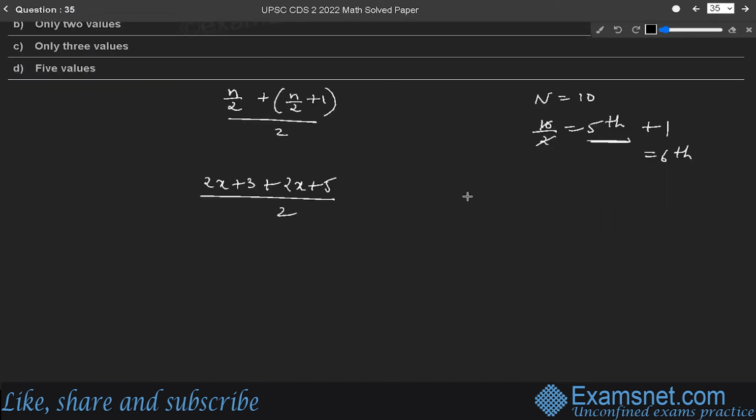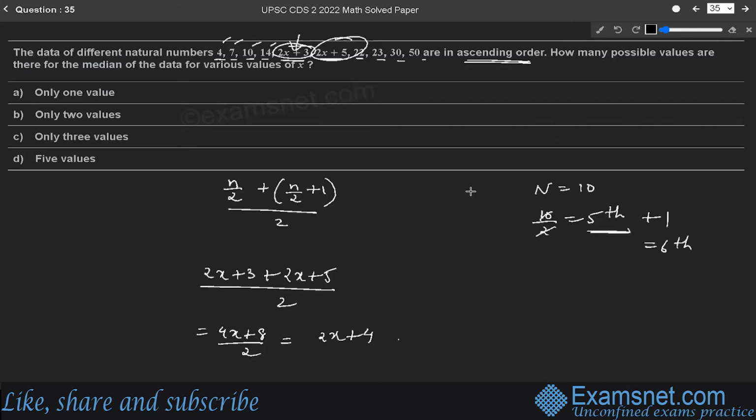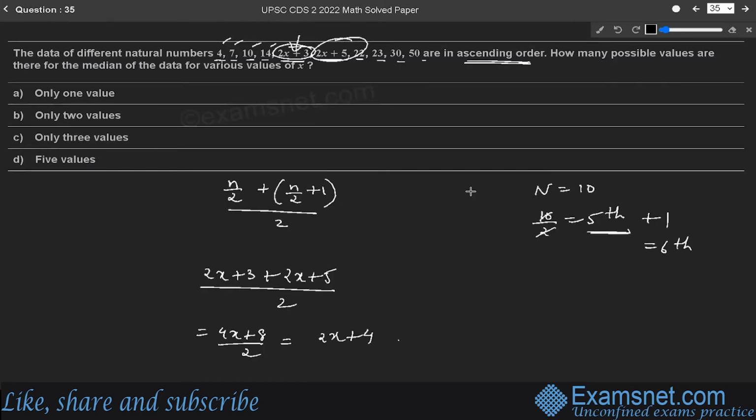Now on further solving this, it will be 4x plus 8 upon 2. Taking 2 common, it will be 2x plus 4. This is the value for the median. We know that median means arranging the elements in ascending order, and all the elements are in ascending order. But you can see that the values 2x plus 3 and 2x plus 5 lie between 14 and 22. It means the median is between 14 and 22. It can be 14 also and it can be 22 also.